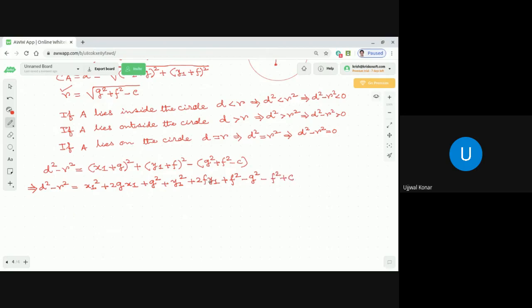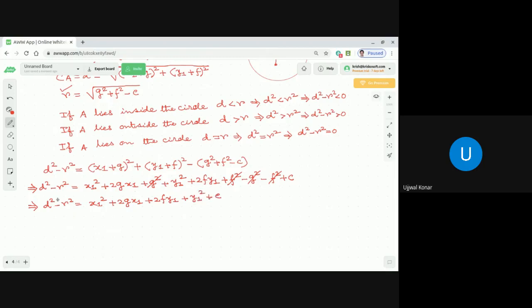Minus of minus c is plus c. So plus g square minus g square will get cancelled. Plus f square minus f square will get cancelled. So then what do we get, dear students? We get d square minus r square is equal to x1 square plus 2 into g into x1 plus 2 into f into y1 plus y1 square plus c.